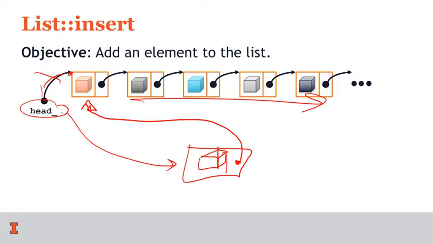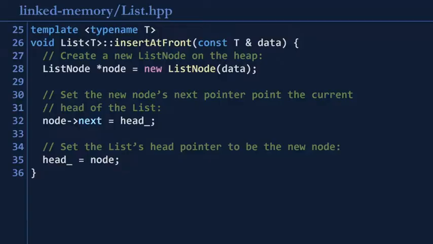So let's see how we might do that with code. It's as simple as we just described. We're going to just do 3 things. We're going to create a new node for a linked list in heap memory. And we want to do this in heap memory because the linked list may live well beyond this function. So we don't want it on the stack because we're going to be using it beyond the scope of this function. So we need to do it in the heap.